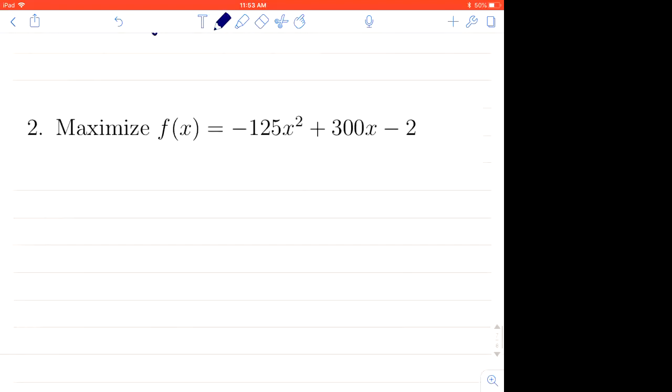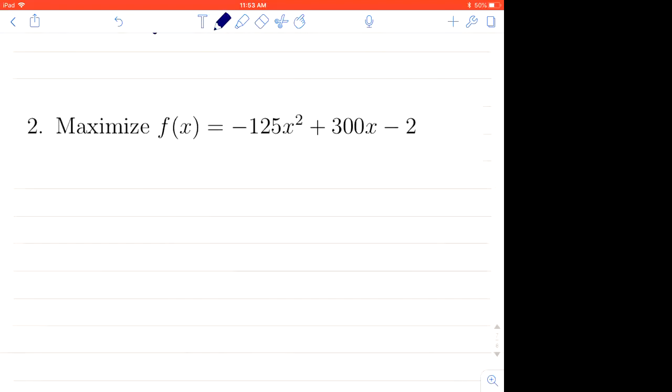Maximize this function. So to maximize a function like this, right, we don't have any constraints, I don't give you a graph, we can still maximize this by taking the derivative, set the derivative equal to 0, solve for x, and then substitute that value of x back into the function, and then that's your maximized function, right? So step 1, find the derivative of f of x.